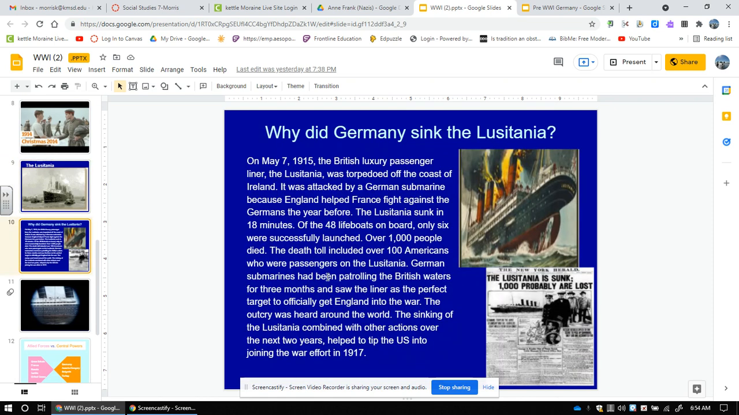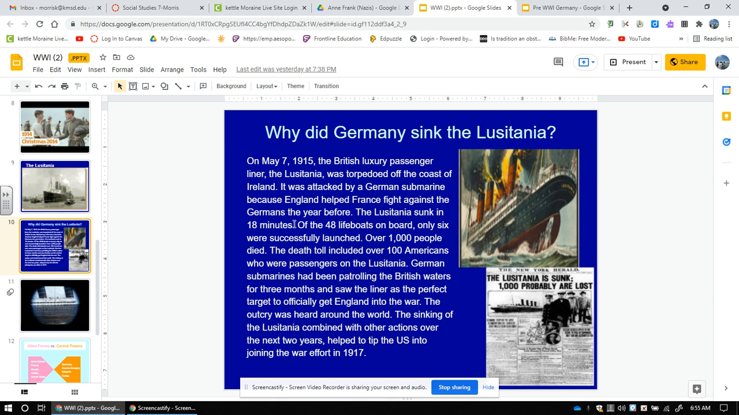Here's the third reason why World War I pretty much happened. Why did Germany sink the Lusitania? On May 7, 1915, the British luxury passenger liner, the Lusitania, was torpedoed off the coast of Ireland. It was attacked by a German submarine because England helped France fight against the Germans the year before.